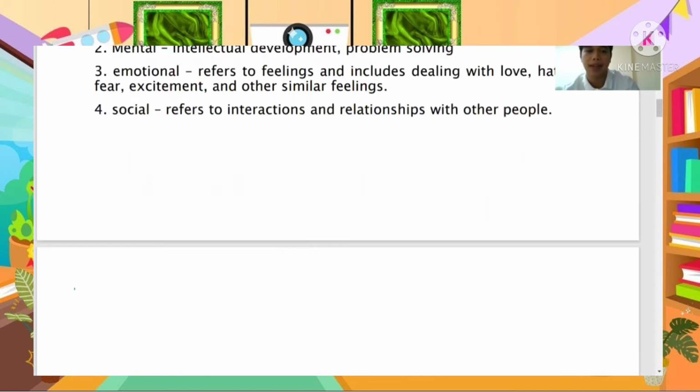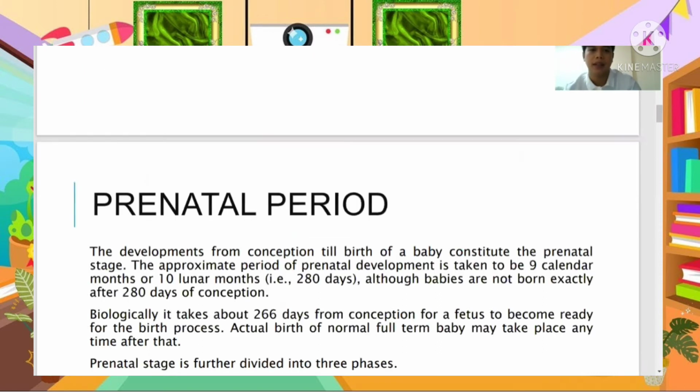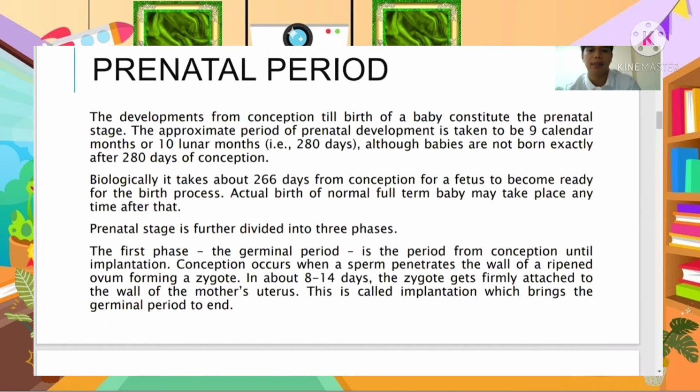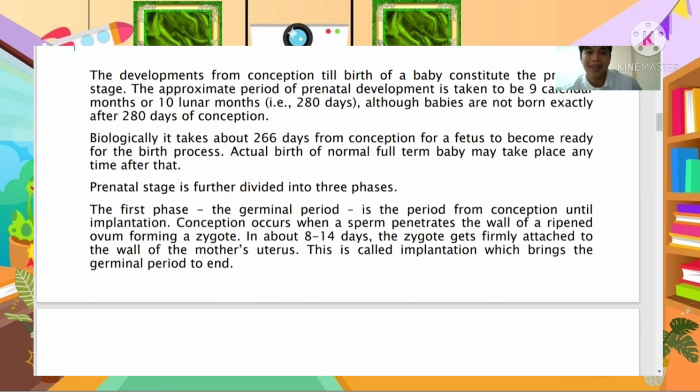Now let's start with the prenatal period. This is the first phase, the germination period. It is the development from conception till birth of a baby that consists of the prenatal stage.